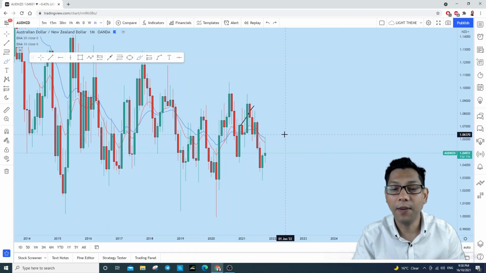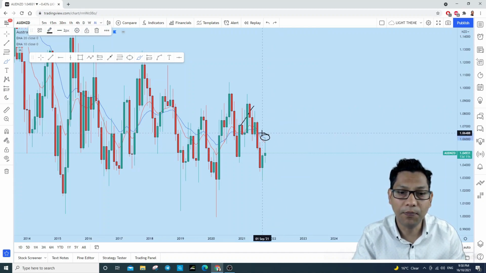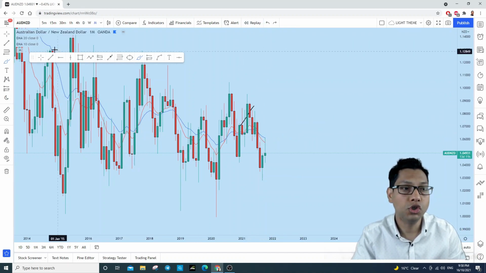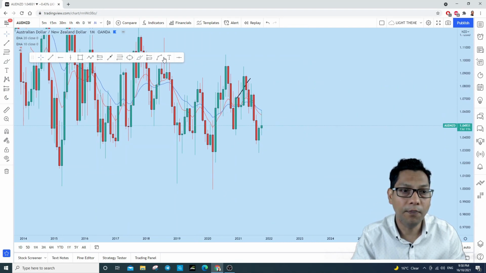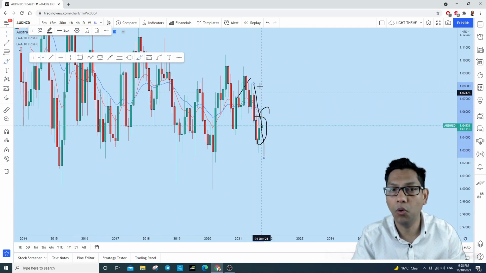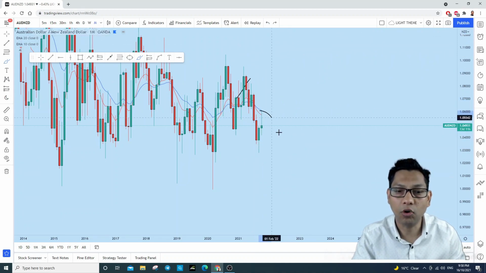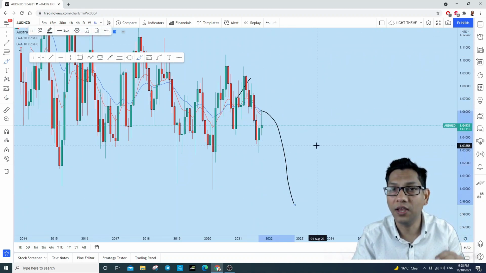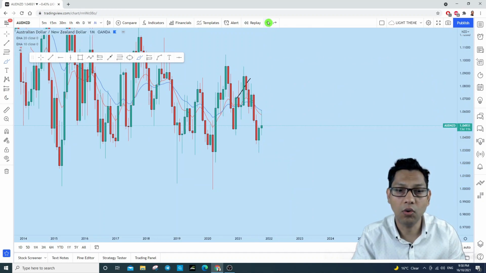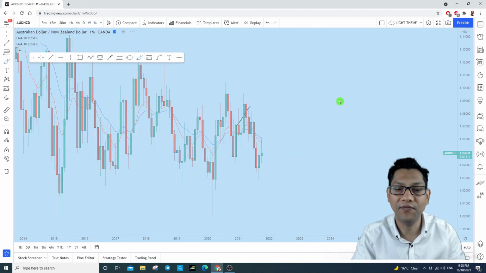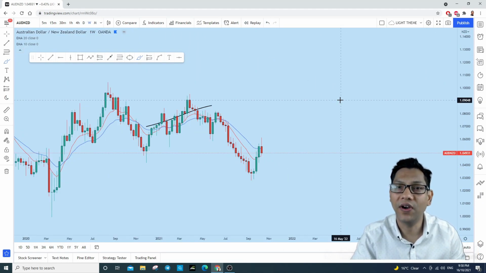So what happened now on the monthly? The price just tested this previous support as a resistance and then dropped. So this move is basically a retracement of this move. Now what can we expect on the monthly? Slowly further sliding down. Let's go down to the weekly time frame to see how we can find a trading opportunity.